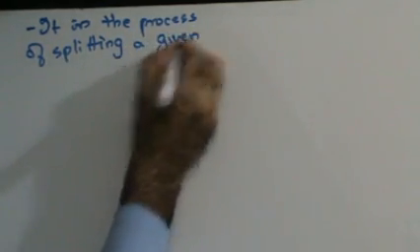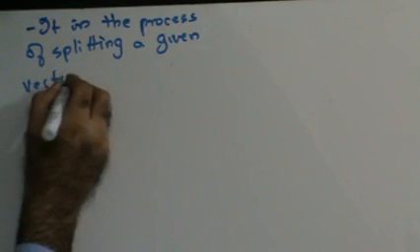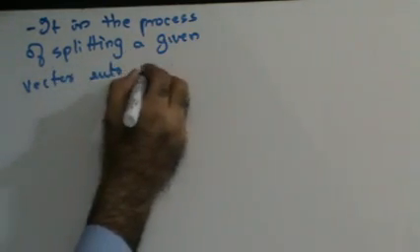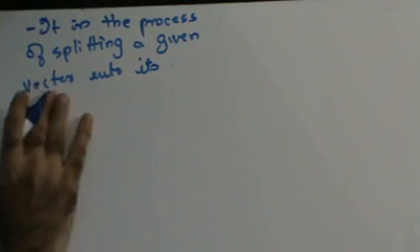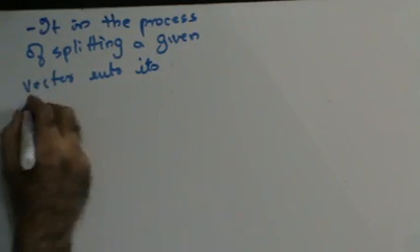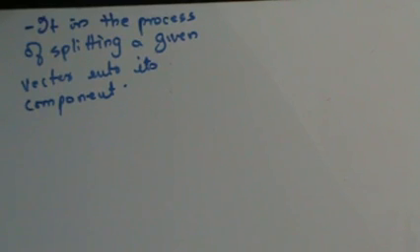It is the process of splitting a given vector into its components, constituent components. Components means what is the x component in it and what is the y component in it. Right? Do we get this in here?